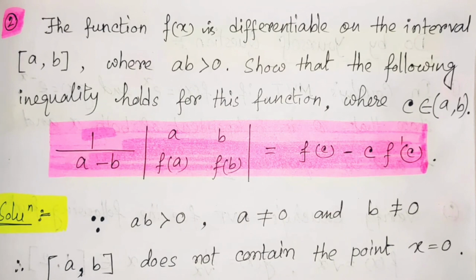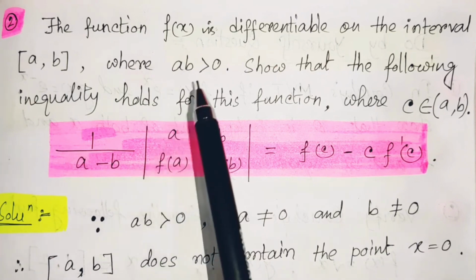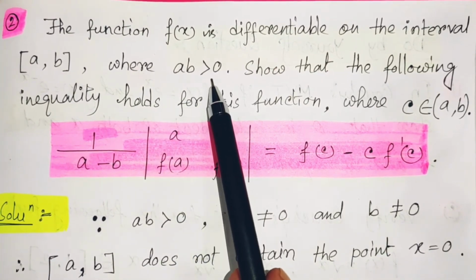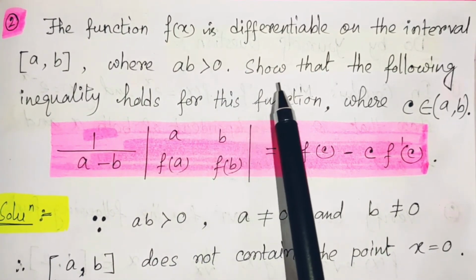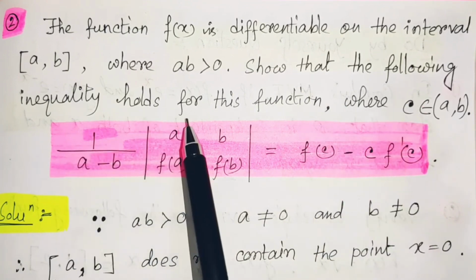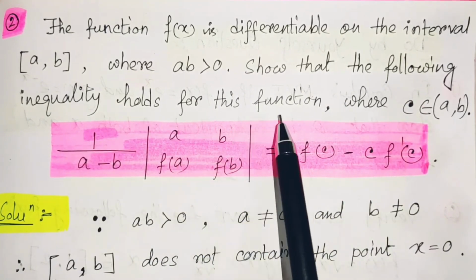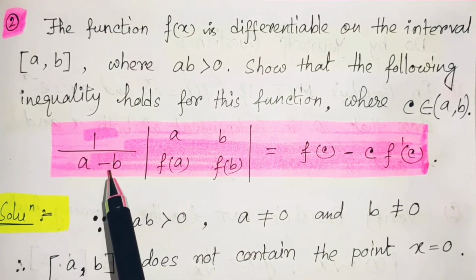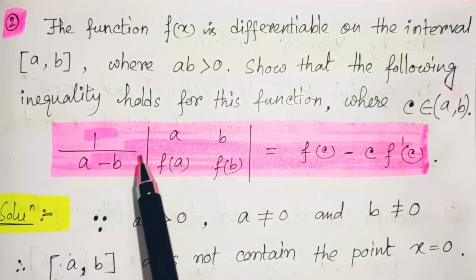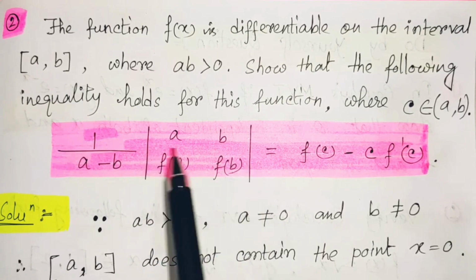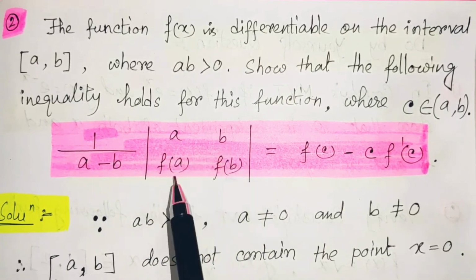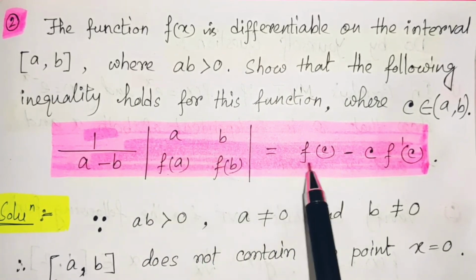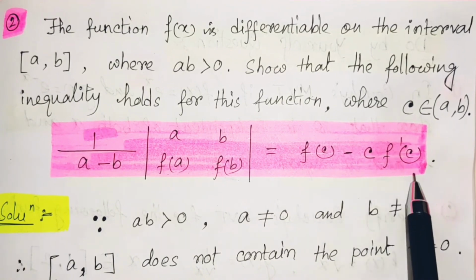One more problem is given: the function f(x) is differentiable on the interval a comma b, where a into b is greater than 0 always. Then the following equality holds for the function: 1 by (a minus b) times the determinant of a, b and f(a), f(b) is equal to f(c) minus c into f dash c.